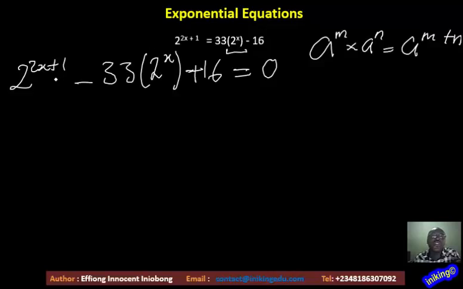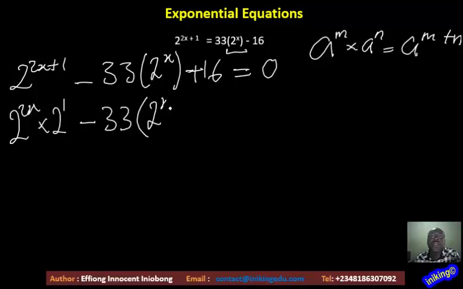So this 2x plus 1 can be written as 2 raised to the power 2x times 2 raised to the power 1. Okay, so the separation is coming out gradually. Let's write this out: 33 times 2 raised to the power x plus 16. Let's work on this a little bit more.